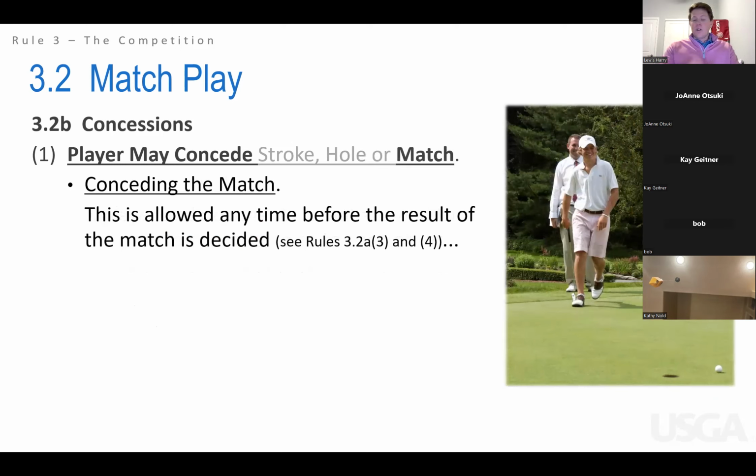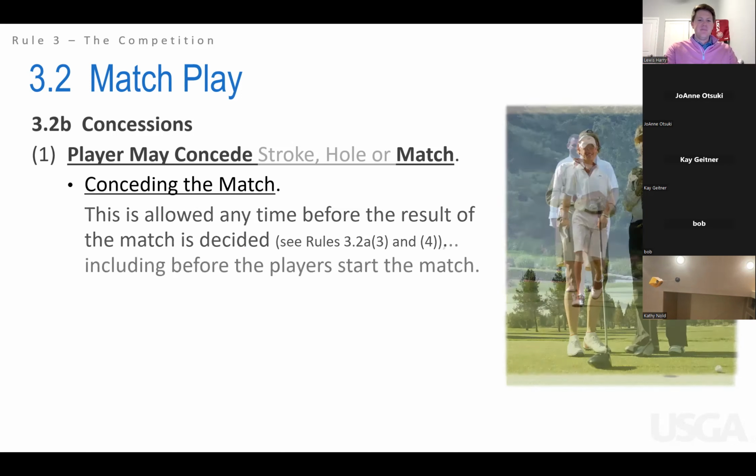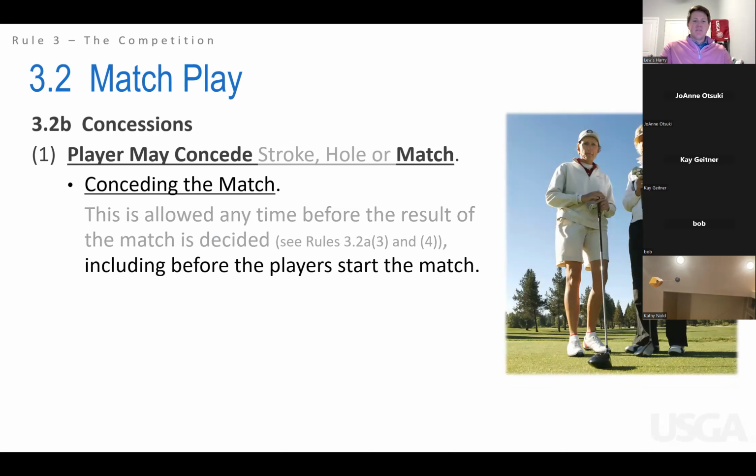And just like a hole or a stroke, we can concede the match at any time before it's decided. If I'm standing on the first tee and I am feeling really sick and I know I'm not going to be able to play that day, and I just want to get out of there, whatever the case is, I can just tell my opponent, hey, I concede the match to you. Our match hasn't even started yet, but hey, I'm conceding your match, you've won. Yeah, anytime, even before we start the match.